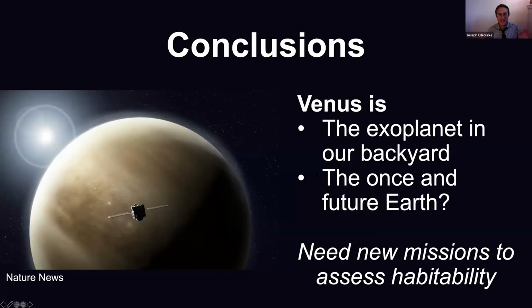Okay, so the conclusion is that Venus is my favorite planet, and it should be your favorite planet too. I think in the next 10 years, it should be one of the highest priorities for planetary exploration because it's the terrestrial exoplanet in our backyard, and it's a window into Earth's past, and if we don't stop climate change, potentially Earth's far future.